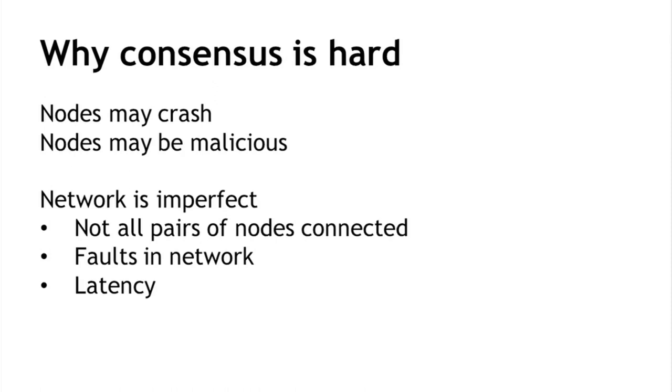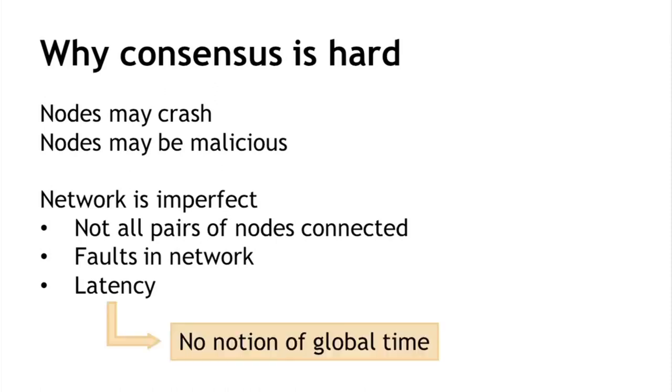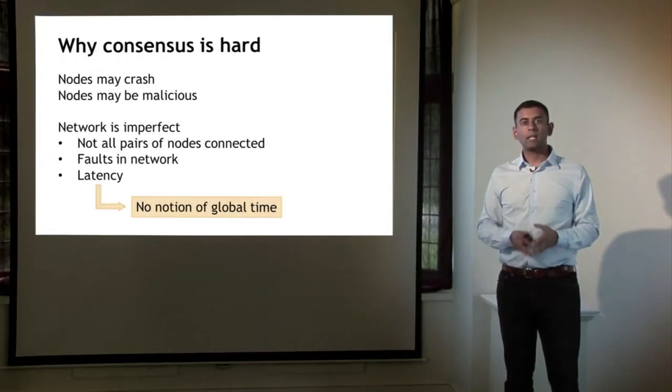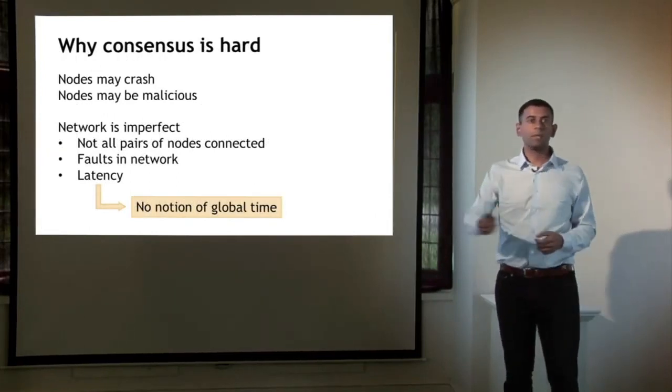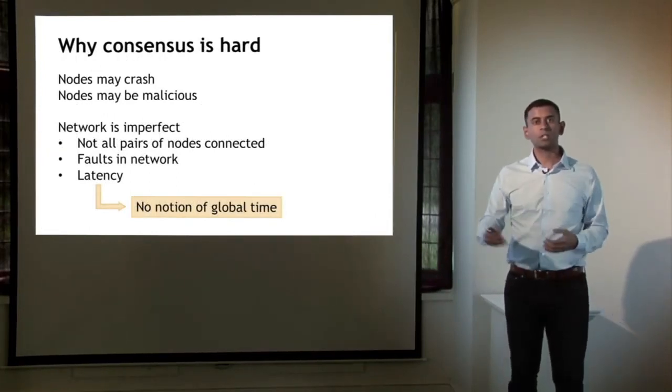And finally, there's going to be a lot of latency in the system because all of these things happen over the internet. They're not even within a single data center or something like that. And one particular consequence of this high latency is that there is no notion of global time. What does this mean and why is this important? It means that not all nodes can agree to a common ordering of events simply based on observing timestamps. It just doesn't work like that.